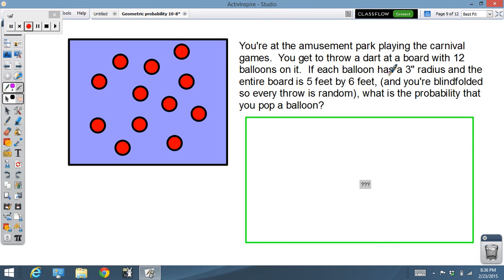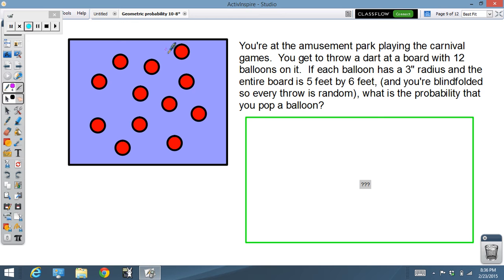Okay, you're at an amusement park. You're playing a carnival game. You're going to throw a dart at a board. It's got 12 balloons on it. Now, each balloon has a 3-inch radius, and the entire board is 5 feet by 6 feet. Now, you're blindfolded, so every throw is random. All you know is you're going to hit the blue area somewhere.